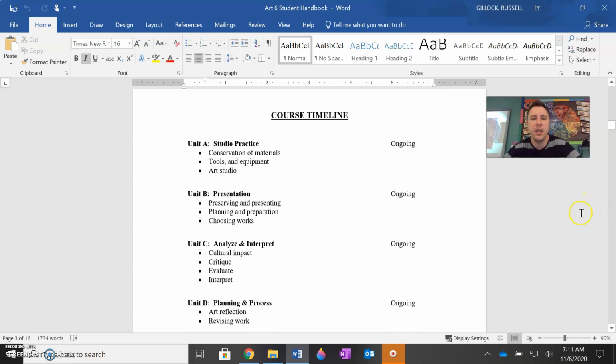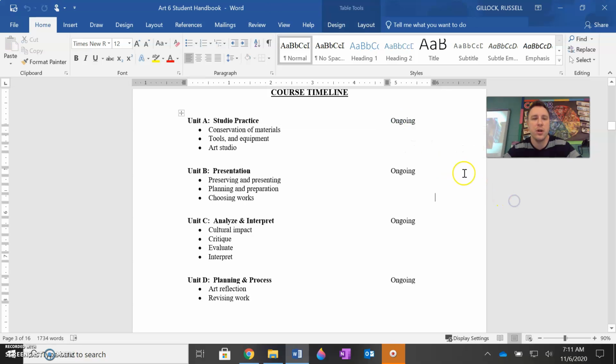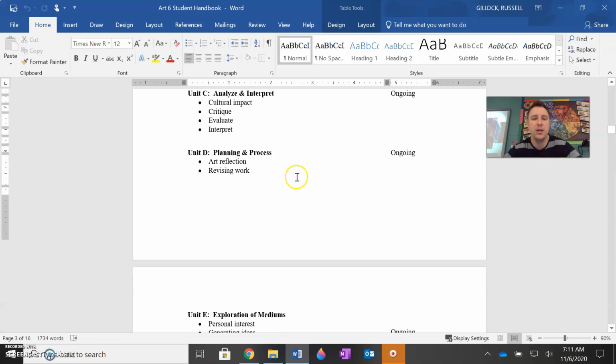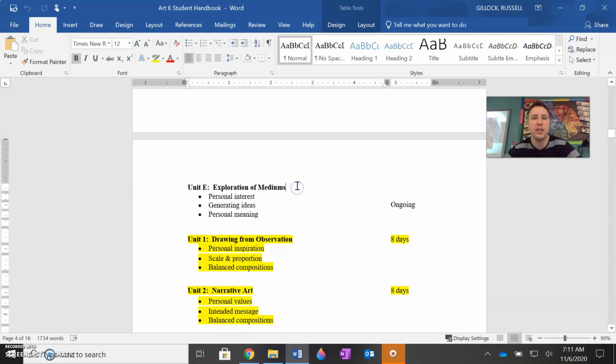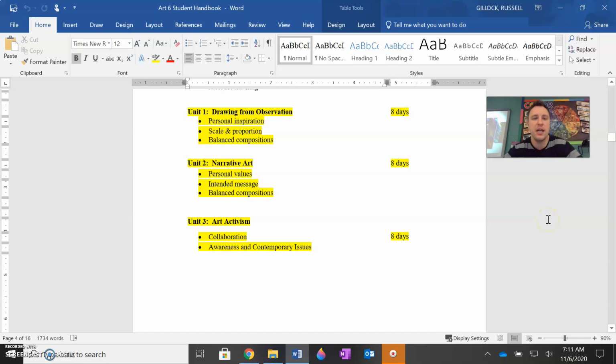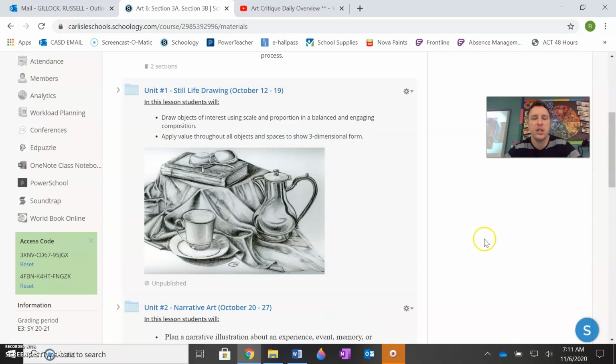So as far as the course timeline, you have 5 general units that we actually complete every day. So you see where it says ongoing on the right. This stuff we do every day, whether you are having good studio practice, you're presenting your artwork, you're analyzing and interpreting, you're planning your artwork, or you're just exploring different tools. The units to look for that we're actually completing for project grades and assignments are drawing from observation, narrative art, and art activism. What I'm going to do is I'm actually going to jump to the Schoology page so you can see what these units look like firsthand, and I'll give you a brief overview of what they are.